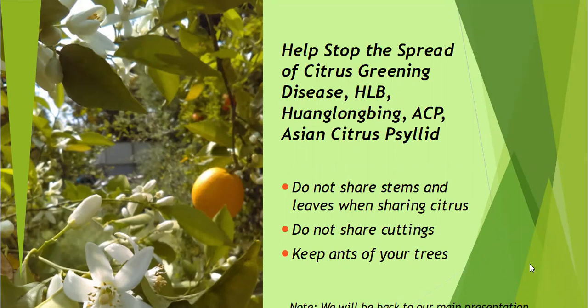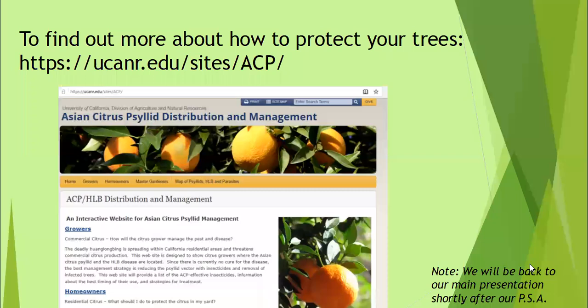And then also keep ants out of your trees. They tend to protect the Asian citrus psyllid bugs because they feed on the excrements, the nectar that those bugs leave behind. So you can help break the cycle by keeping the ants out of your trees, usually cutting them off at the pass and down at the bottom, preventing them from crawling up the tree is the best way to do that. And you can get more information on Asian citrus psyllid and HLB by going to the ucanr.edu website, and that will give you a lot of information in way more depth than we've gone into today.